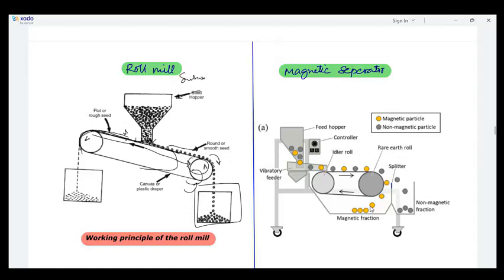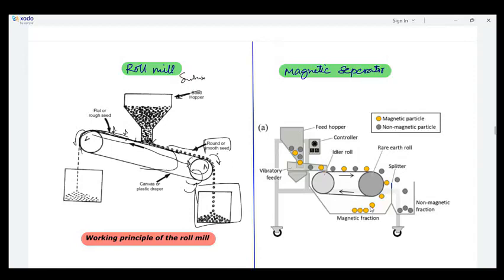If the texture is hard or rough, it will stick to the surface. Whatever the surface is, it will stick to it for at least some time. Within that time, it will just come to the end and fall off. But the smooth lightweight seeds will roll down and fall to the other end. So this is the roll mill.